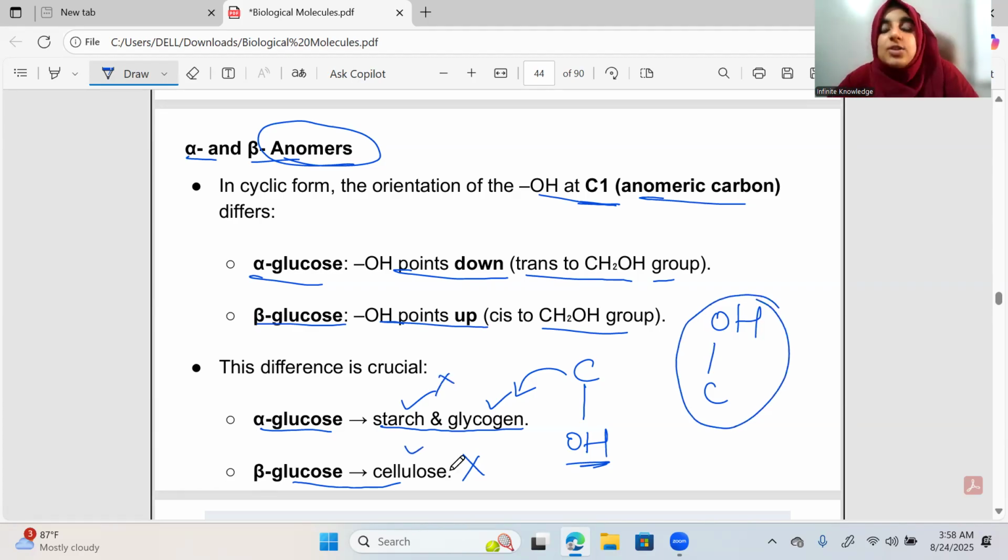So they can give you a simple structure, and they can say that this is the structure and the hydroxyl group is up. Now tell which molecule this can be: starch, glycogen, or cellulose. So you need to identify, according to the position of the hydroxyl group, which can be the answer.